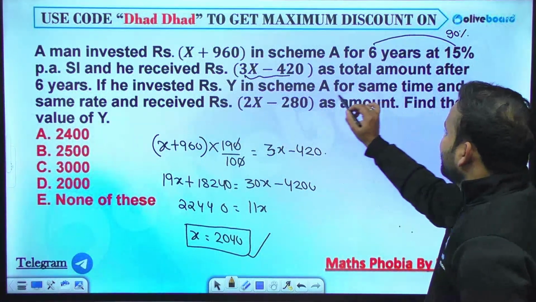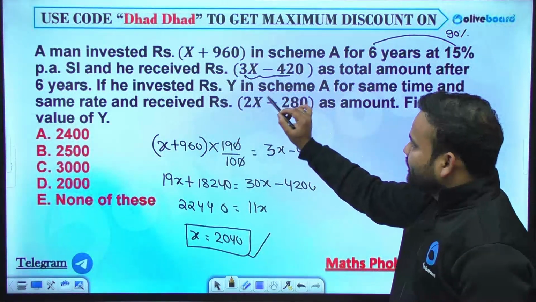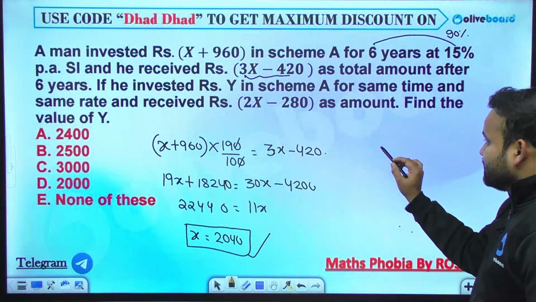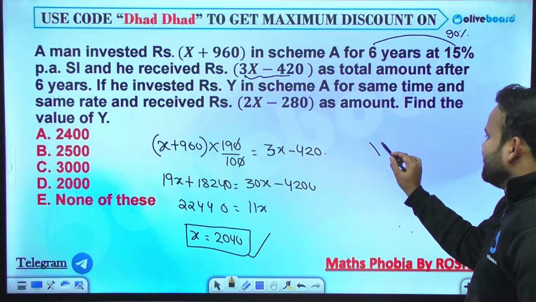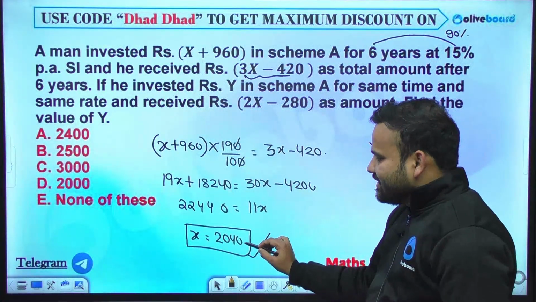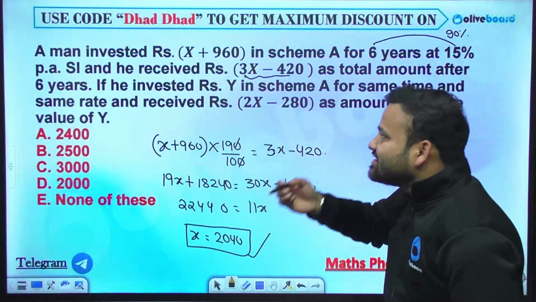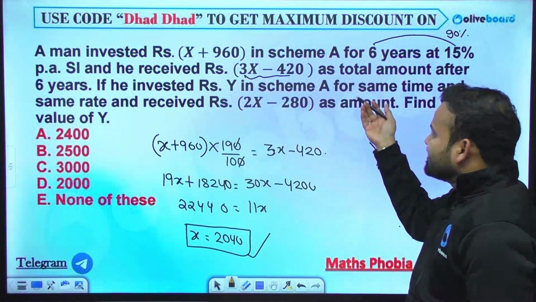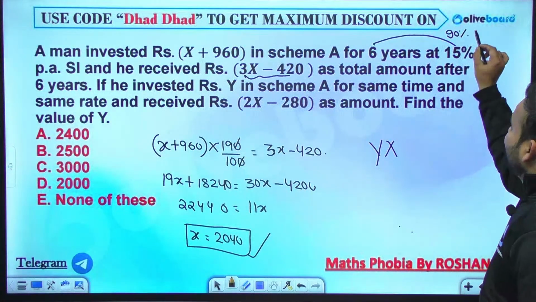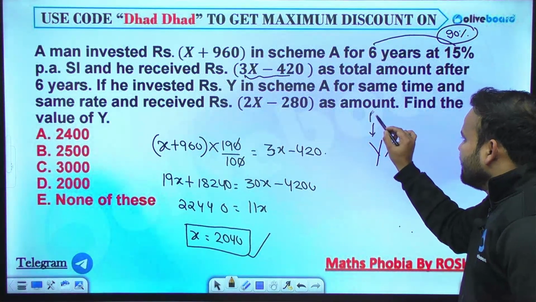If he invested rupees y in scheme A for the same time and same rate, the amount received is this much. Okay, so y is the principal, and again I got the value of x as 2040. I'm depositing a certain sum, let's say y, in scheme A for the same time and same rate. That means again I will be getting an interest of 90%. Y was the principal, 90% is the interest.